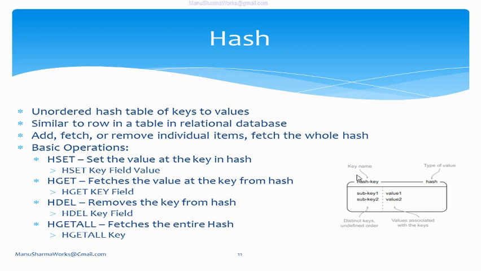Suppose I am saving an employee, so I will use employee as a hash key. So employee will be a table, with employee first name, employee last name, employee email address, and corresponding values to it. So employee will be used as a table, and the different values will be used as a record.